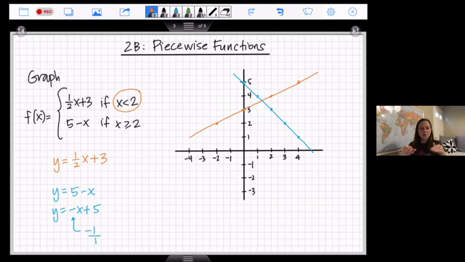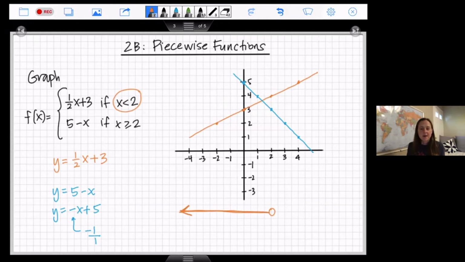X less than 2, if I were to draw that, that would be an open circle at 2, and then less than means I want to shade to the left. So I'm going to come down here and say right below 2, an open circle, and then I would shade this way. Okay, and what that means is that's the half of the graph that I want to keep.